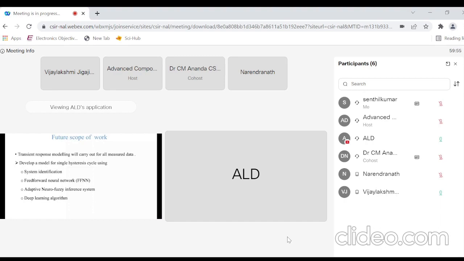So further, you will be modeling with a single hysteresis cycle, sir. Yes, but actually the transient response we have not modeled right now. We are just modeling the middle portion and the end part. As I showed in the diagram, the three segments are the transient, the oscillatory part, and the failure part. We are just modeling the oscillatory and failure parts; the transient part we have not carried out. So from the result data, after the transient part, we can develop a model for a single hysteresis cycle. That is the system identification method. Then we are also using a deep neural network and an adaptive neuro-fuzzy inference system for that.